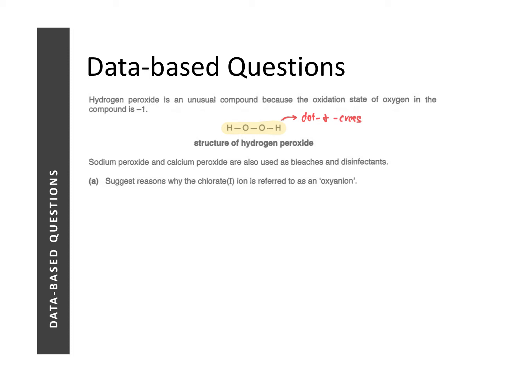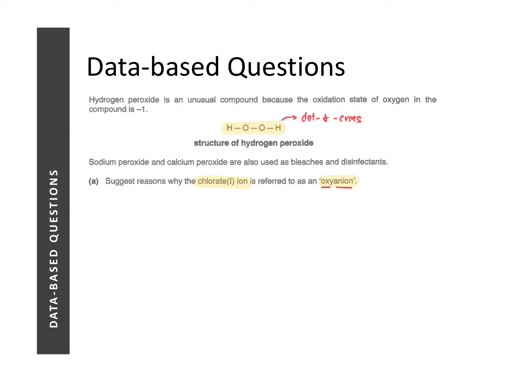Okay, now let's look at the questions and try to think of which paragraph we must refer to in order to get the answer to the question. So firstly, suggest reasons why chlorate(I) ion, which is also your hypochlorite ion, is referred to as an oxyanion. Earlier there was a paragraph that talks about oxyanions, where there is a covalent bond between chlorine and oxygen. But over here, they simply want you to dissect the name oxyanion.